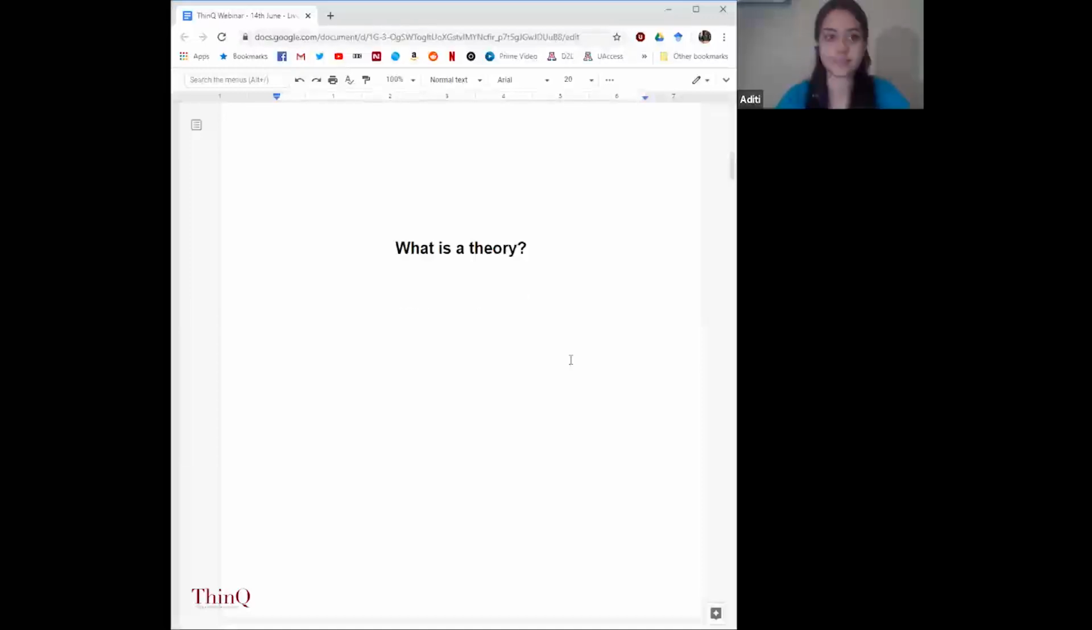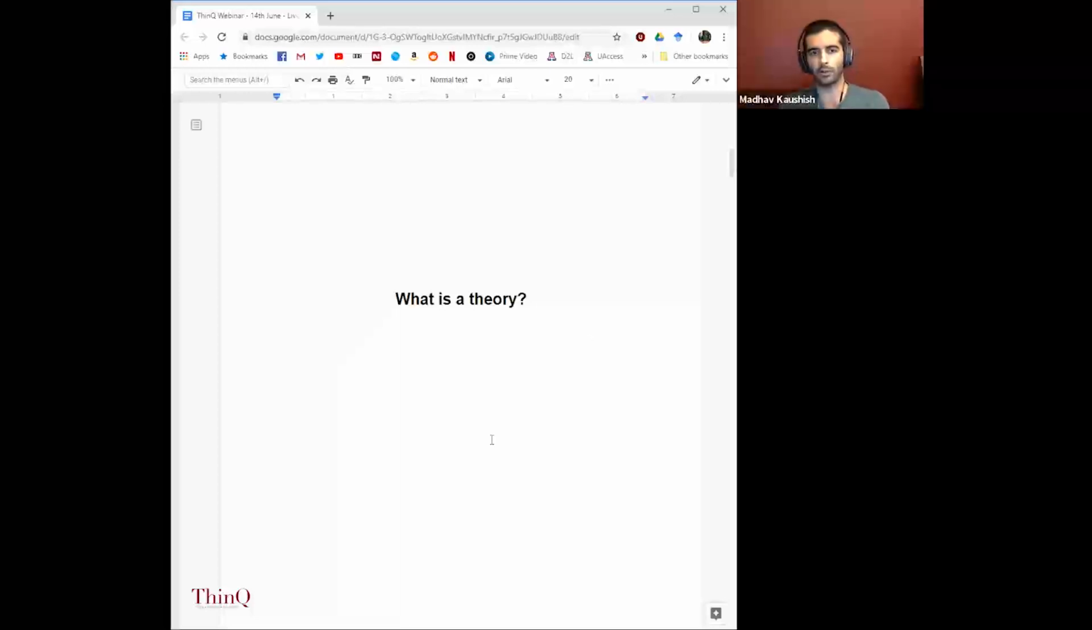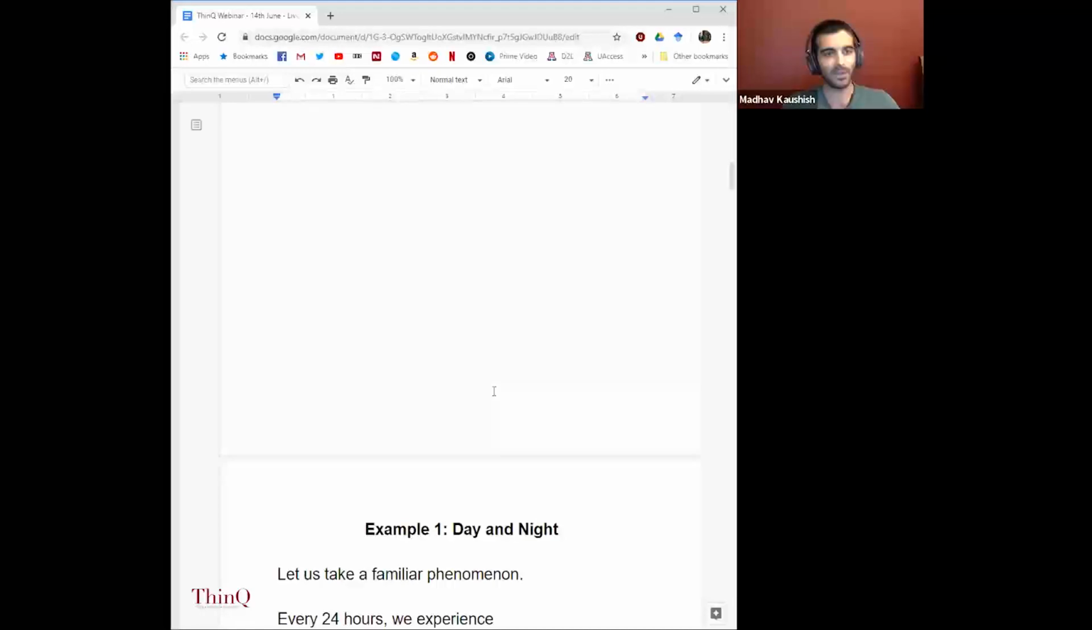What is a theory? That is obviously the question that all of you must have, and we will discuss it as we go through some examples. So Madhav? Yeah, so I think it's important that, rather than giving an explanation of what a theory is and giving you some sort of definition, it will be much more useful if we actually took some examples to illustrate what a theory is and actually get dirty by actually building a theory. So that's the plan for today.